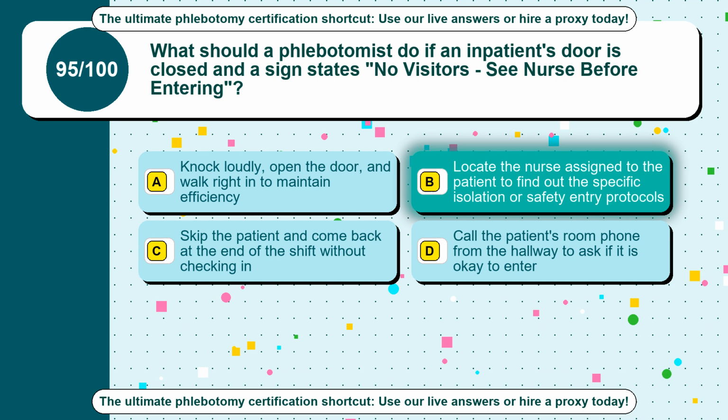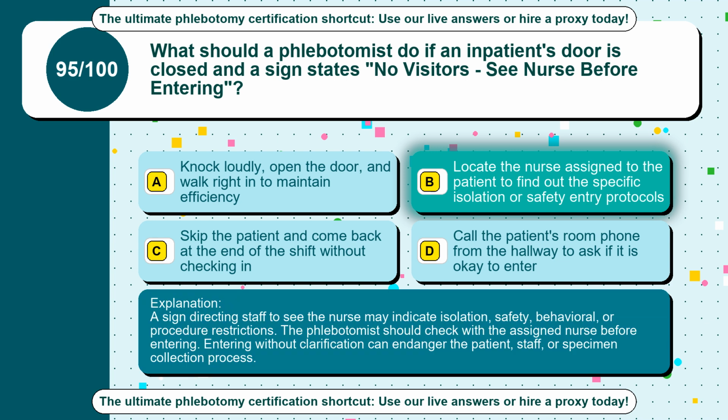Locate the nurse assigned to the patient to find out the specific isolation or safety entry protocols. A sign directing staff to see the nurse may indicate isolation, safety, behavioral, or procedure restrictions. The phlebotomist should check with the assigned nurse before entering. Entering without clarification can endanger the patient, staff, or specimen collection process.